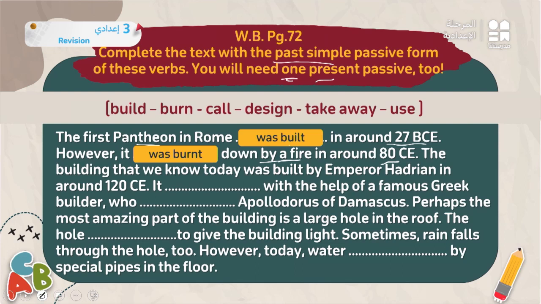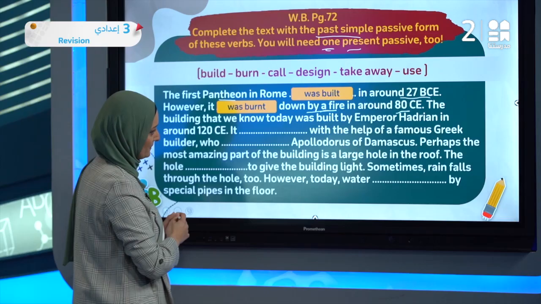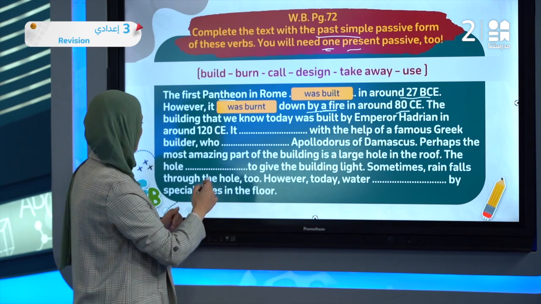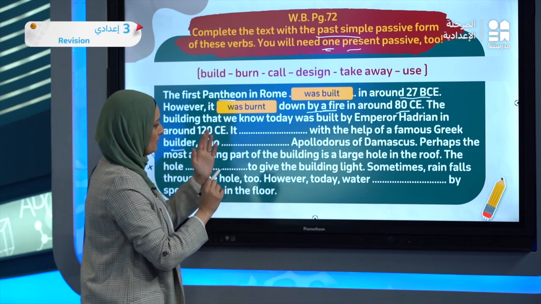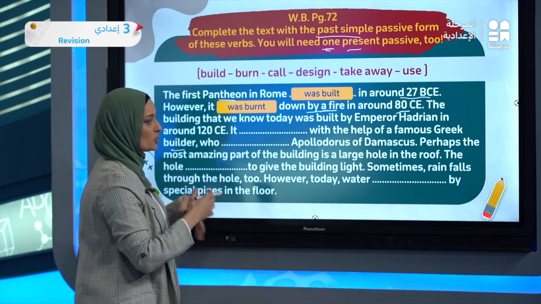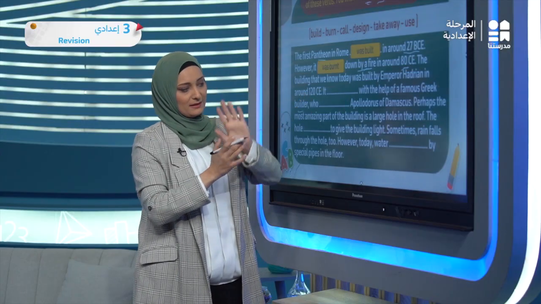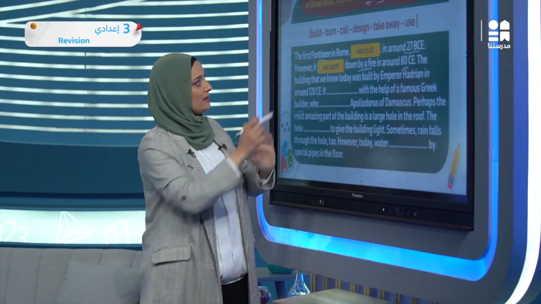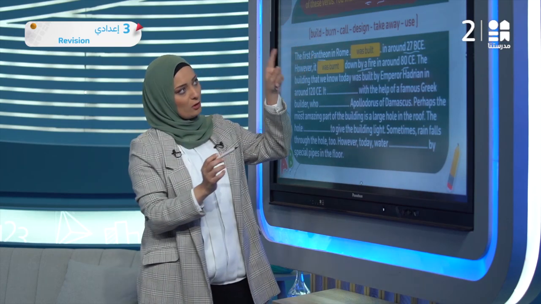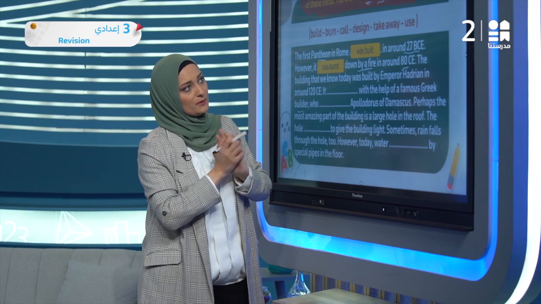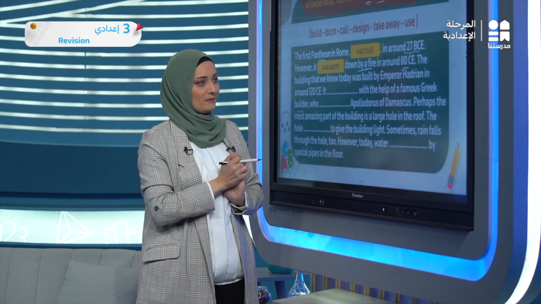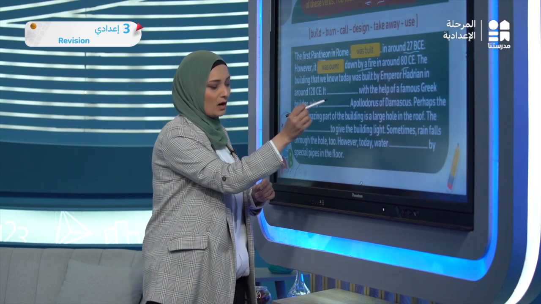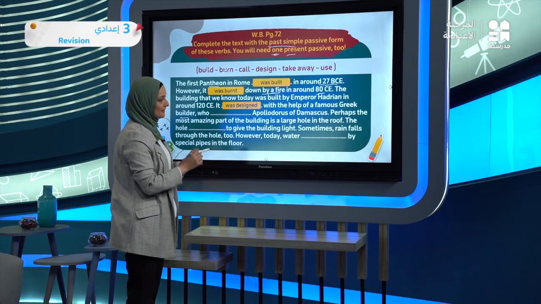The building that we know today was built by Emperor Hadrian in around 120 CE. It ___ with the help of a famous Greek builder who ___. So it ___ with the help of a famous Greek builder, like a very famous worker who made this thing. What's the suitable verb for it? We've finished build and burn. Will call work? No, it's not call. With the help, take away, it's not taken. Or use? No. It was designed, meaning it was designed by him. And of course I'm still in the past.